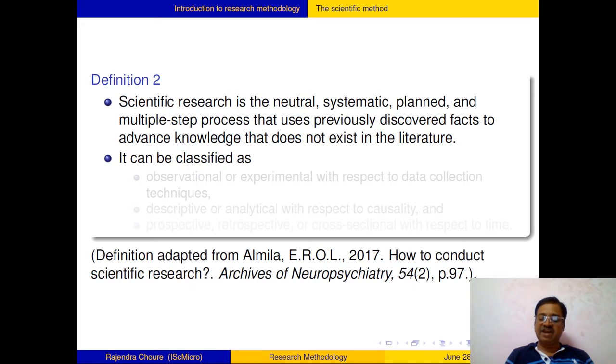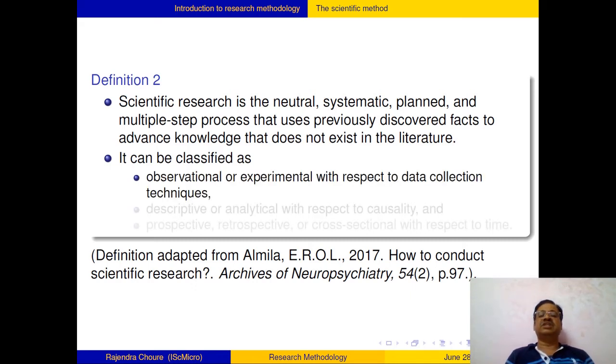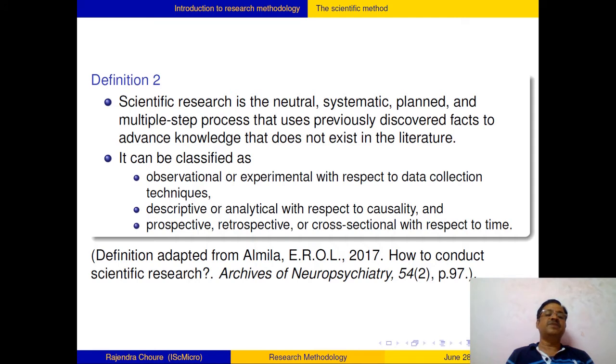Scientific method can be classified as observational or experimental with respect to data collection techniques. It can be descriptive or analytical with respect to causality: what are the different factors responsible for a particular observation? Then it can be prospective or retrospective, meaning it can go ahead in time or go back in time. It will try to understand events that happened in the past, or it will look for events or happenings in a particular cross section of time.